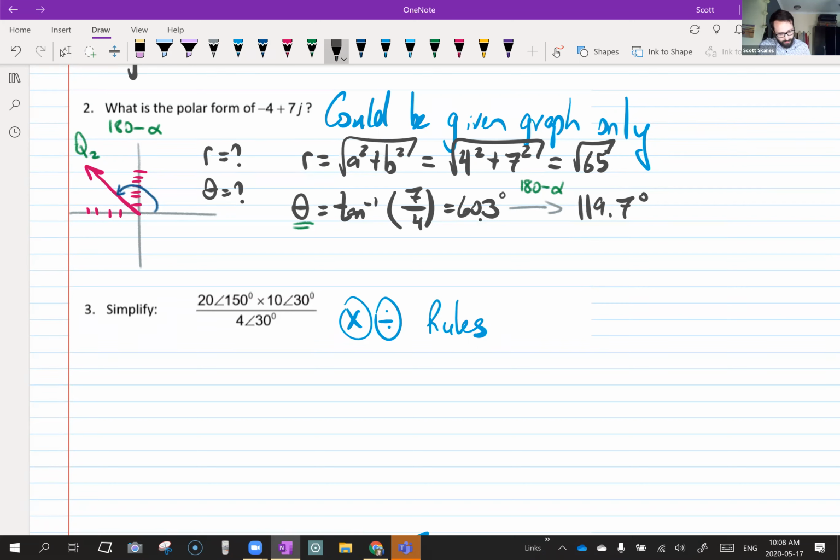So I need to write my final answer in polar form. So what's my polar form? It would be root 65, and I can just write the angle, 119.7. Halas, you're finished. That would be a very good long answer question for this section.